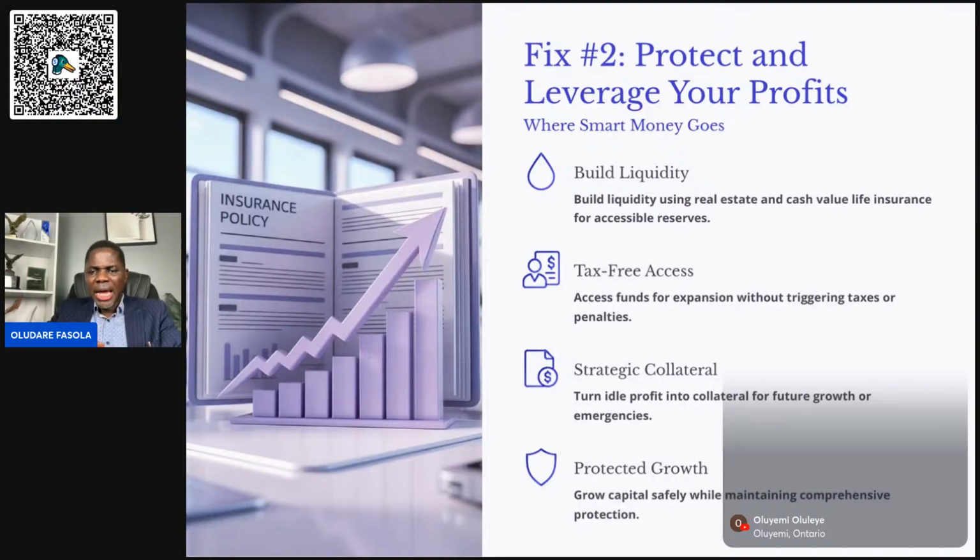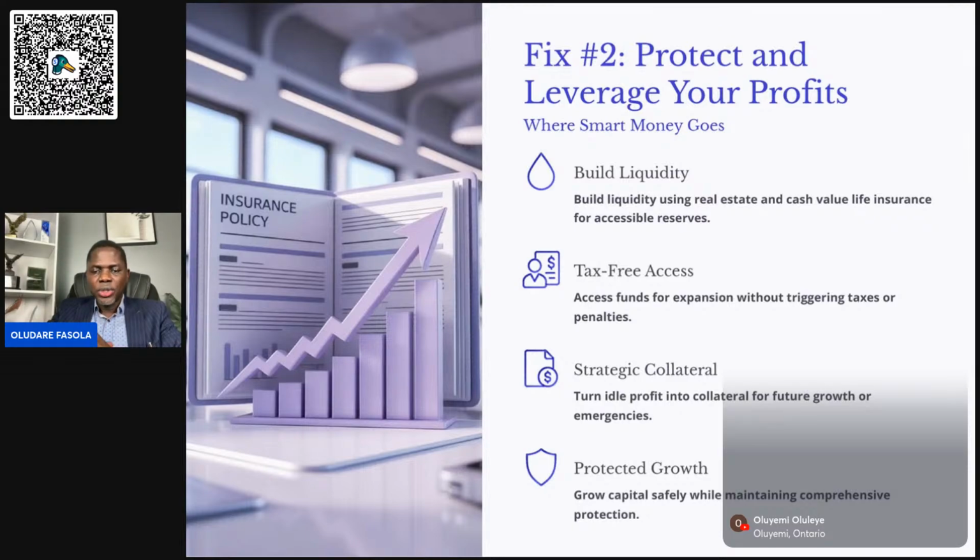Strategic collateral: turn idle profit into collateral for future growth or emergency. There are strategies that you can build up where you borrow against your own money. If you have a very profitable company and you set up a strategic investment tool that allows you to have access to your money, instead of paying tax of about 30-40%, or maybe paying tax on your retained earnings of up to 50 or 53%, you can turn your idle cash into collateral for future growth and emergency. For example, you set up a life insurance policy, and you can borrow against it at a very negligible interest rate of 3%, 4%, depending on the carrier or provider.